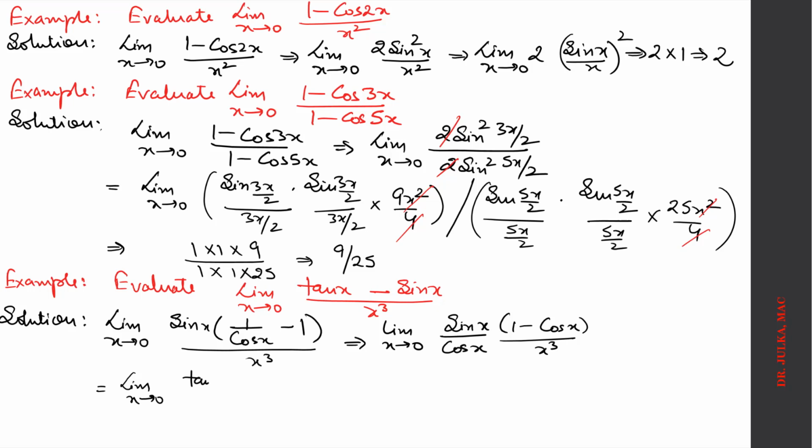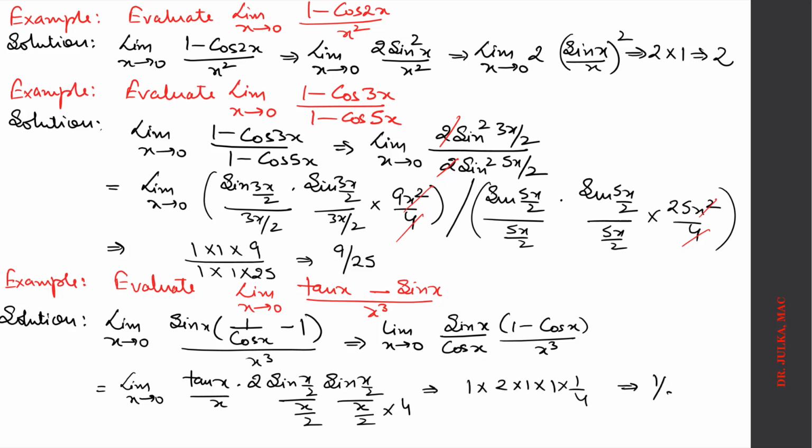Now limit x tends to 0 of sin x upon cos x is tan x. 1 minus cos x we can write as 2 sin square x by 2, or 2 sin x by 2 into sin x by 2. Now x cube is x into x square. Now to make it 1, divide by 2, divide by 2 and multiply by 4 in the denominator, and we get the answer after simplification, 1 by 2.